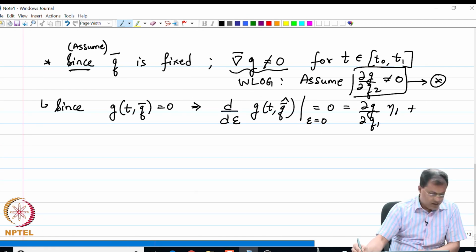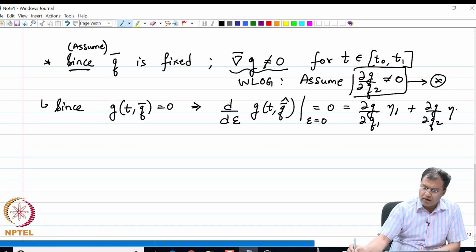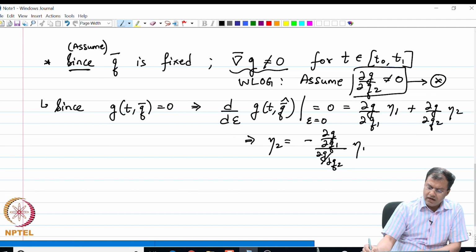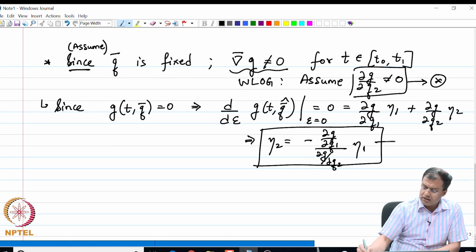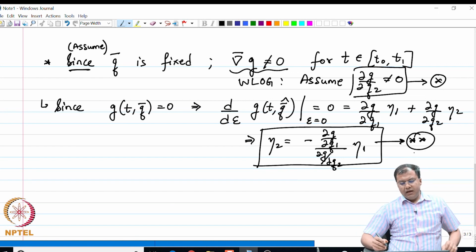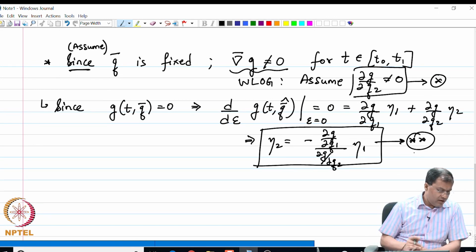So, now this is equal to the following: del g del q2 times eta 2. Okay. From here I get that eta 2 is equal to negative del g del q1 divided by del g del q2, times eta 1. Let me call this double star. We are going to use this later when we describe the necessary condition.